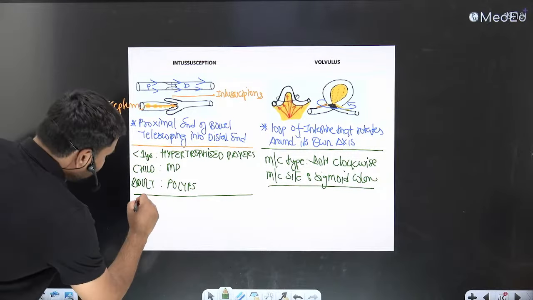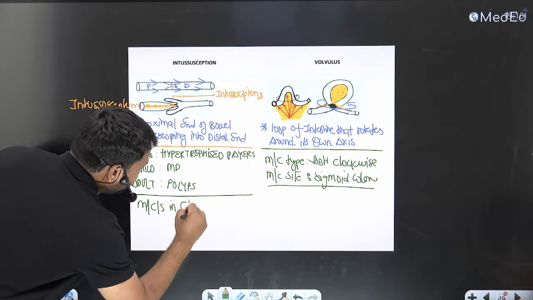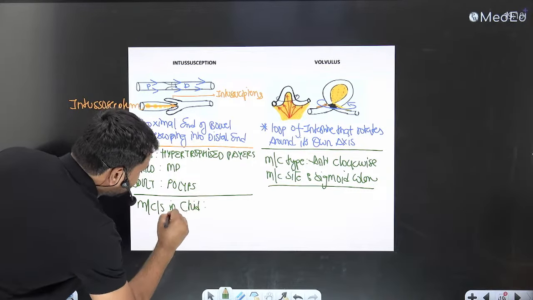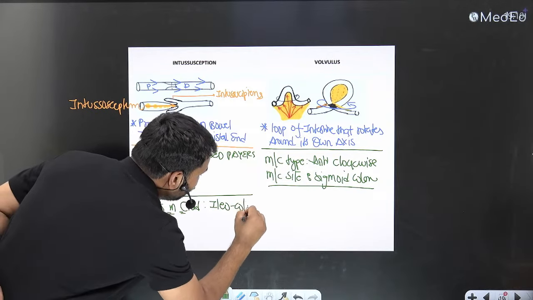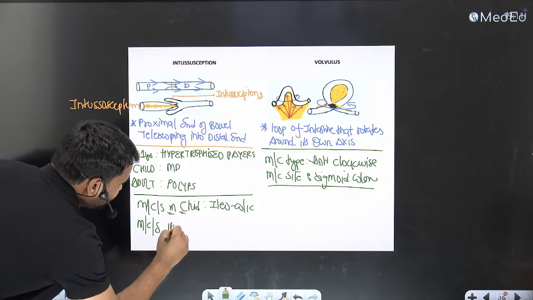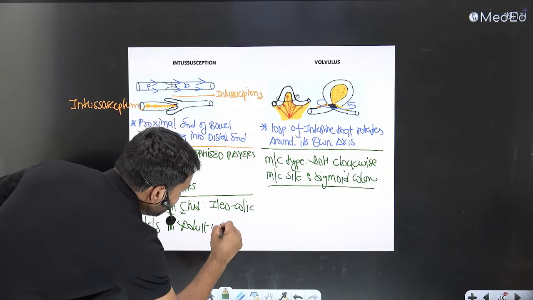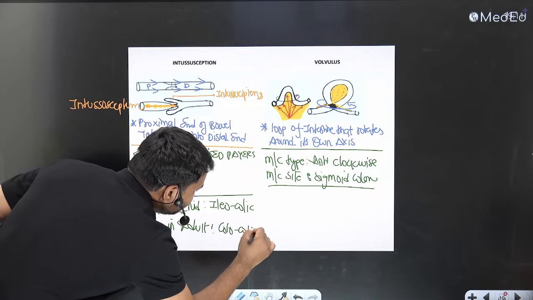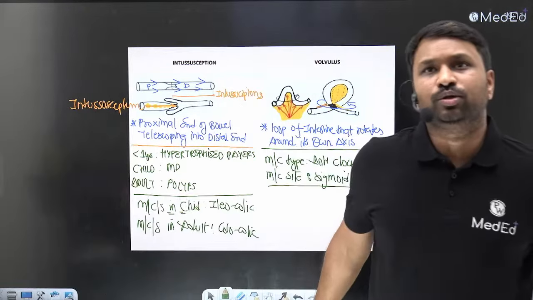If I say intussusception, what is the most common site of intussusception in children? So remember, in children, IC, that is ileum going into colon, ileocolic. Most common site of intussusception in adult? In adult, it is going to be colocolic. So the colon goes into the colon segment, right?